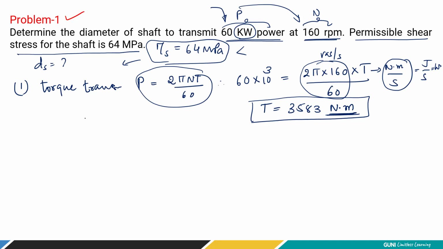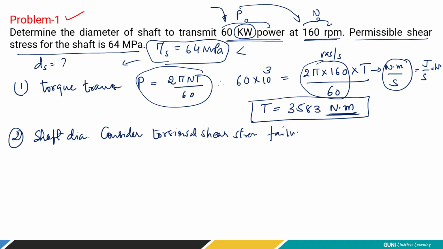Okay. Now let's find out the shaft diameter. So here we have to consider torsional failure, torsional shear stress failure. हम उसको consider करेंगे. So now it is a solid diameter. Nothing is mentioned whether it is hollow or not, so we are considering that the shaft is circular and solid. So we want to find out the diameter for that.